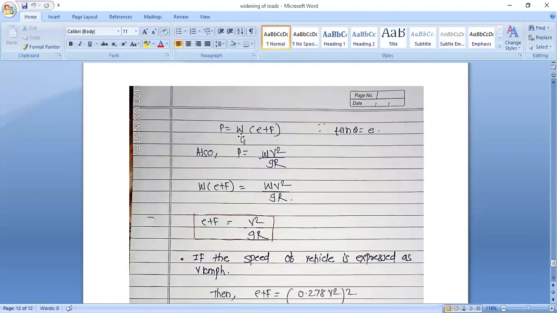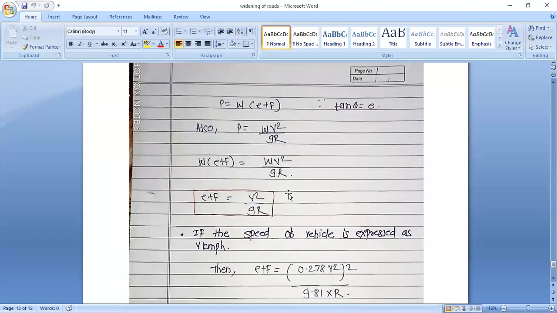Hence, here we have two expressions for P, that is P is equal to W(E plus F), and also P is equal to W V square upon G into R. Now see, P is equal to P. Let's consider the equilibrium, that is P is equal to P. The first value of P, W in bracket E plus F, is equal to the second value of P, which is W V square upon G into R.